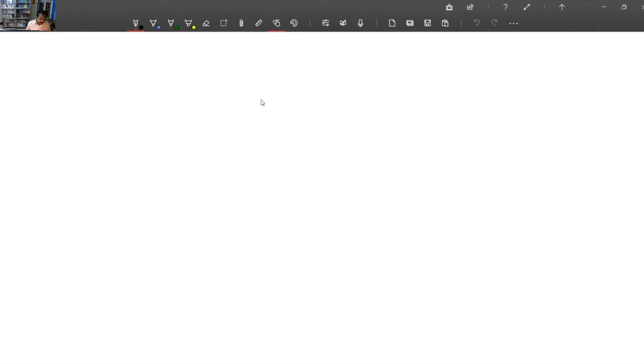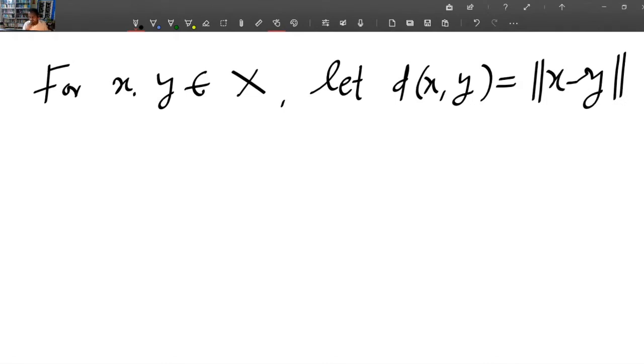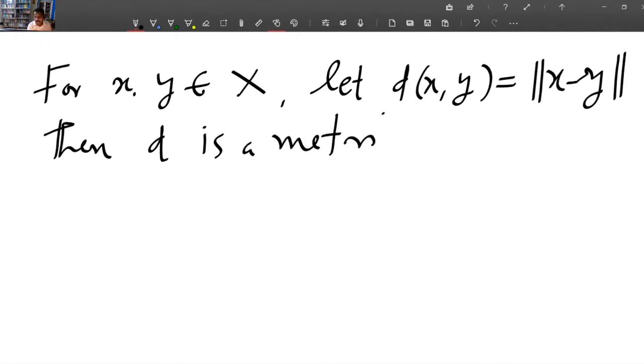Now suppose we are going to define a metric. For x, y in X, we define d of x, y to be the norm of x minus y. Then d is symmetric on X. You can verify that.